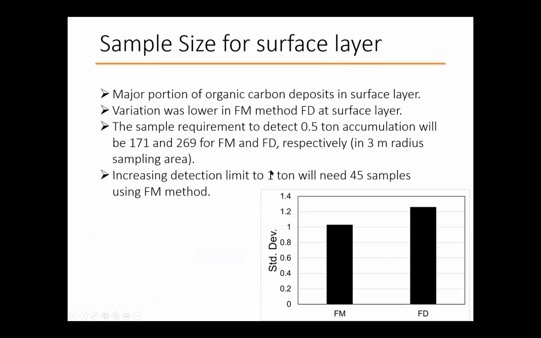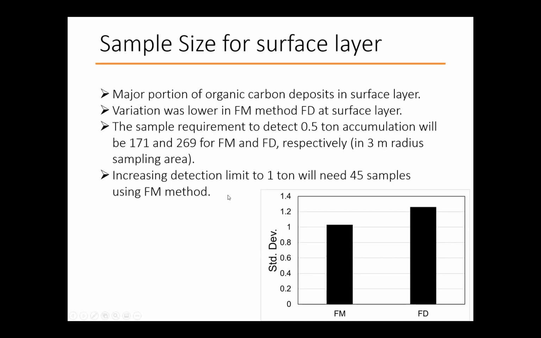And even if out of that 1 ton, half of it is accumulated in this layer, we will still need about 171 samples for fixed mass and 270 for fixed depth to detect this change. But if we increase the detection limit to 1 ton in the surface layer, then we will need only 45 samples in the 3-meter radius.